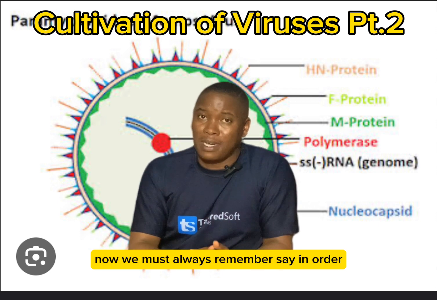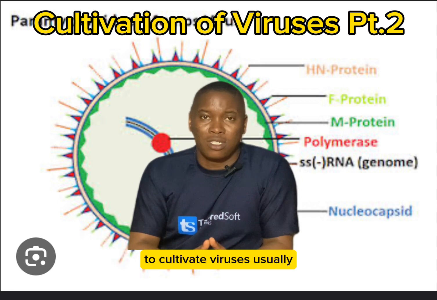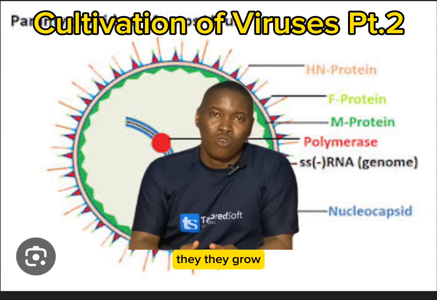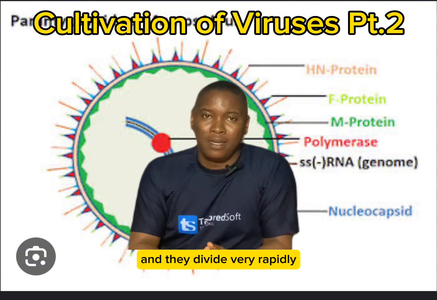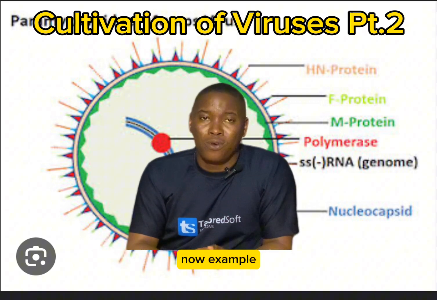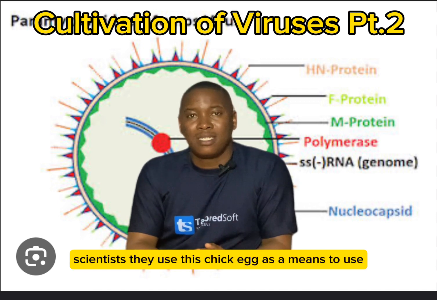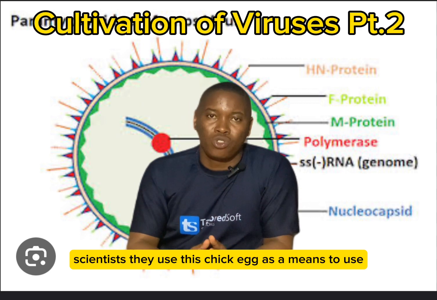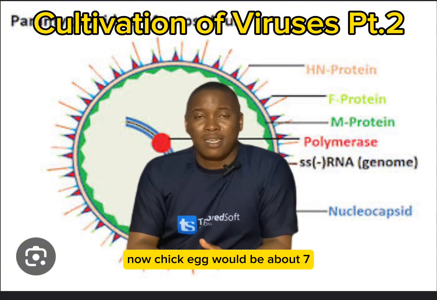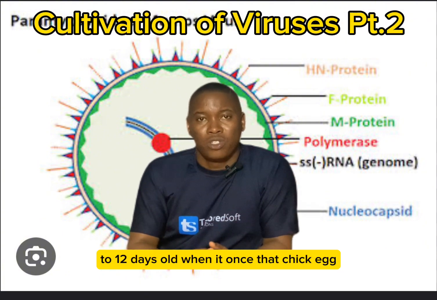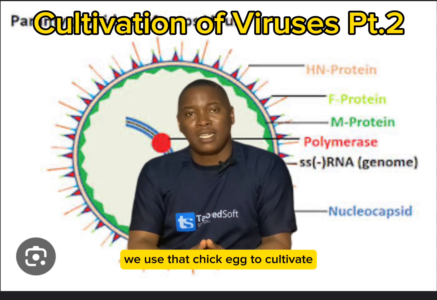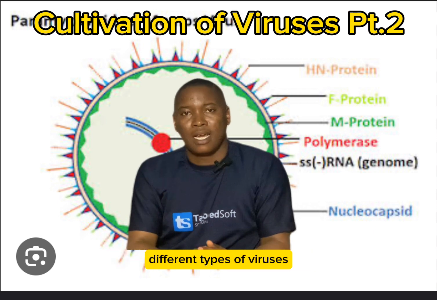Now, we must always remember that in order to cultivate viruses, scientists usually need any place where the cells grow and divide very rapidly. So chick egg or embryonated chick egg is an example of such a place, and that is why scientists use this chick egg as a means to cultivate viruses. Usually the chick egg used is about 7 to 12 days old. Once that chick egg is about 7 to 12 days old, we can use that chick egg to cultivate different types of viruses.